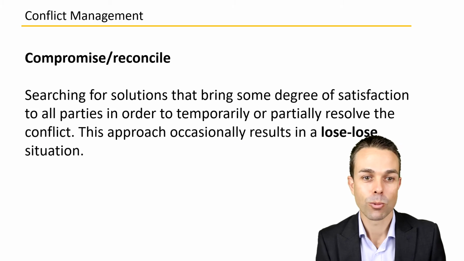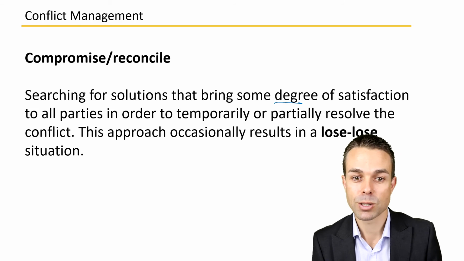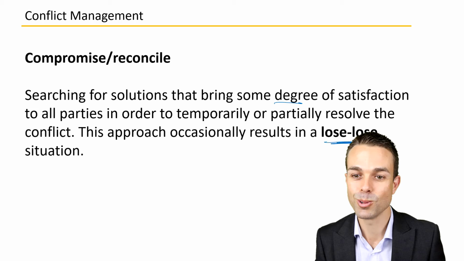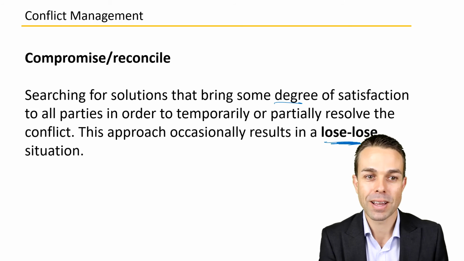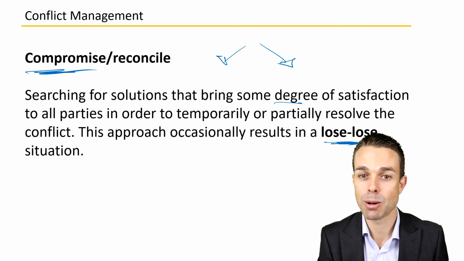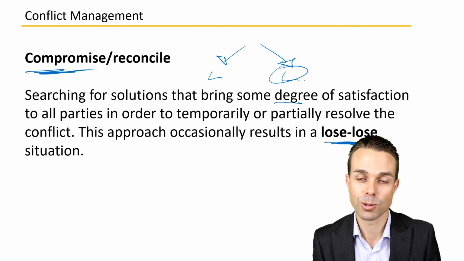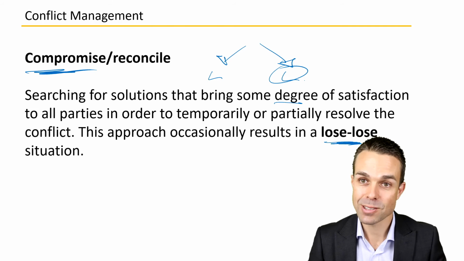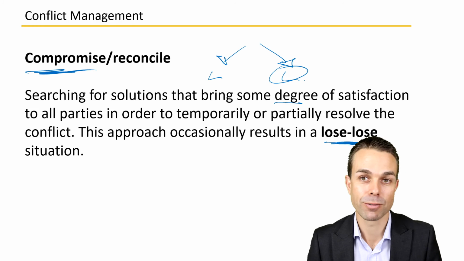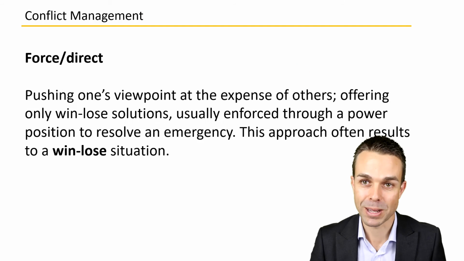Compromising and reconciling. We're searching for solutions that bring some degree of satisfaction to all parties in order to temporarily or partially resolve the conflict. This approach occasionally results in a lose-lose situation. So it sounds nice, we're compromising. However, we're giving up a little bit and someone else is giving up a little bit as well. So, maybe we're not all winning here at all. We're actually losing a little bit and losing a little bit here. That's why it's called a lose-lose situation. And this is a good example where it sounds like a nice thing. We might say this is a positive thing on the exam. However, it can result in that lose-lose situation. So we have to be aware.